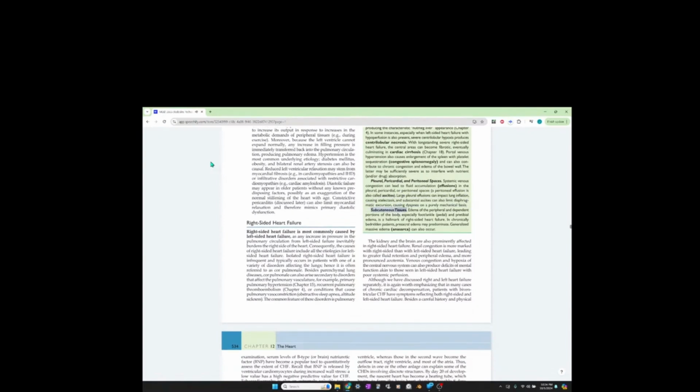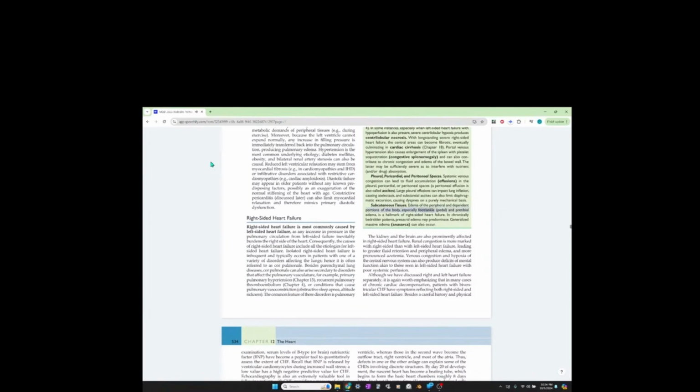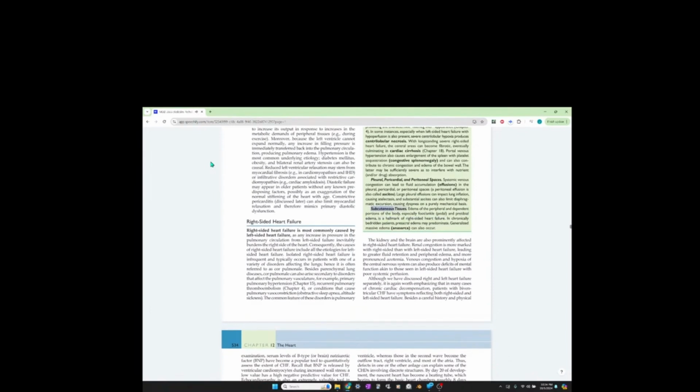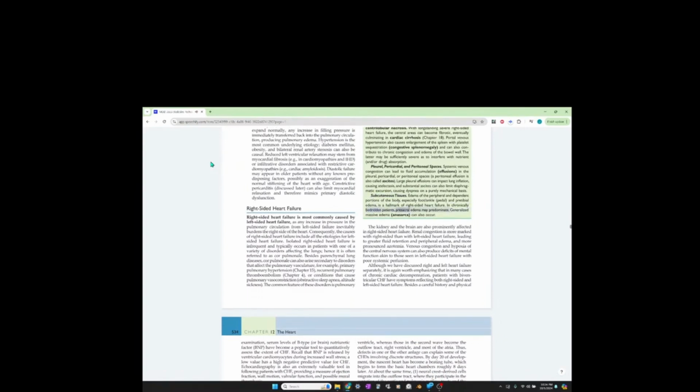Subcutaneous tissues. Edema of the peripheral and dependent portions of the body, especially foot, ankle, and pretibial edema, is a hallmark of right-sided heart failure. In chronically bedridden patients, presacral edema may predominate. Generalized, massive edema can also occur.